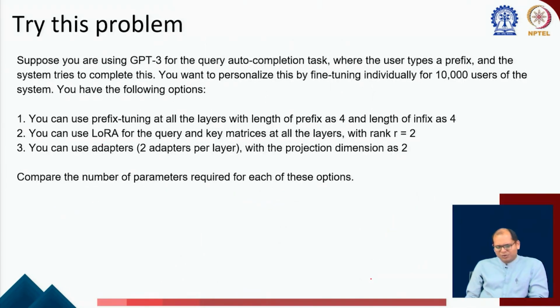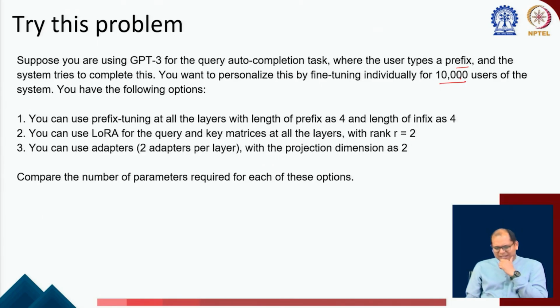So what you can do is try this problem: try to compute parameters for different kinds of parameter-efficient methods. Suppose you are using GPT-3 for a query auto-completion task, another task. So the user types a prefix and your system tries to complete it. Now you want to personalize this to individual users of your system. So let's say there are 10,000 users. So you need individual copies, 1 per user.